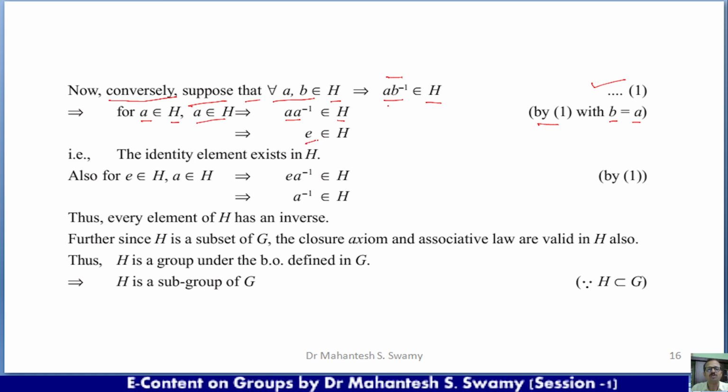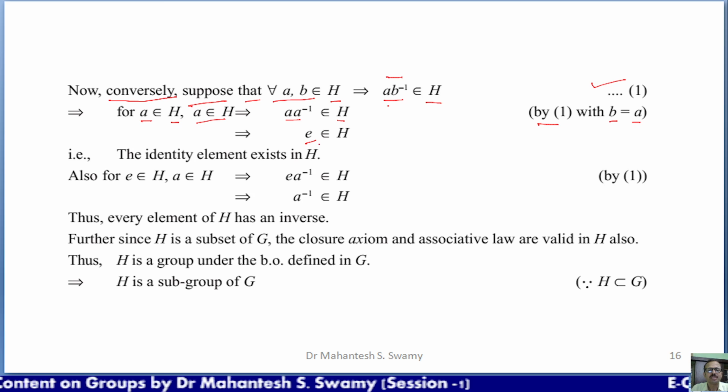Why is A into A inverse E? Because we have seen this in G. When A into A inverse is E in G, that should also be E in H. And when A into A inverse belongs to H, the answer of this, that is E, should also be in H. So we have proved that the identity element exists in H.